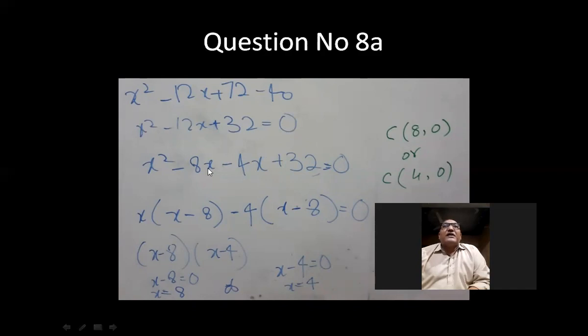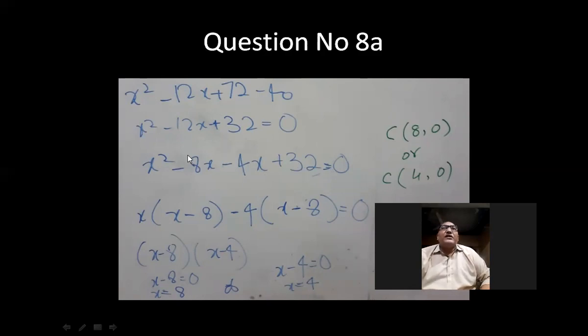So here we do the middle term breaking. We have to find a pair which by multiplying gives you 32, and by addition gives you 12, with negative signs because we want minus 12. So 8 and 4 are that pair. You multiply 8 and 4, it gives you 32. When you add them, this gives you 12, and because we want minus 12, we put a negative sign with both of them. So here you have x square minus 8x minus 4x plus 32 equals 0.